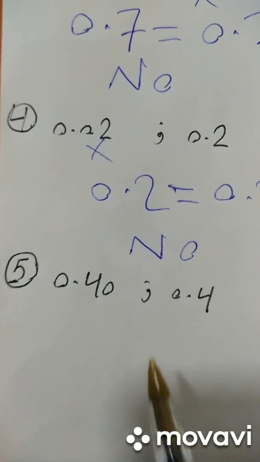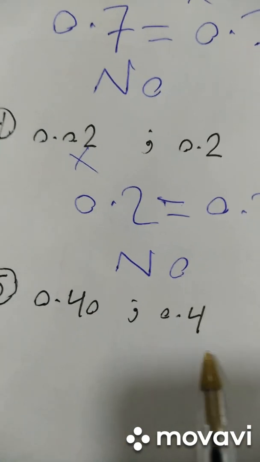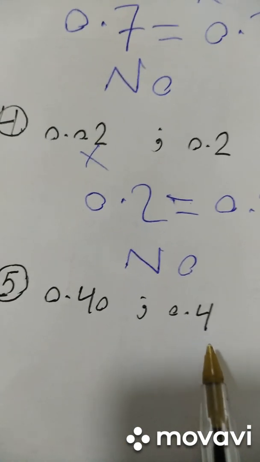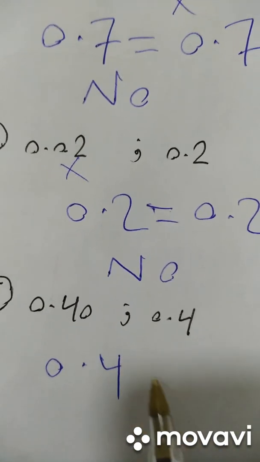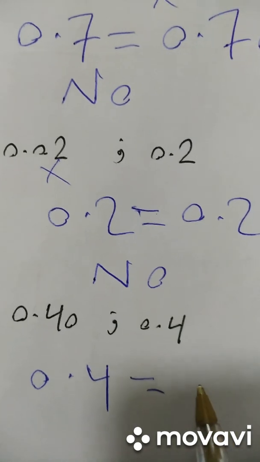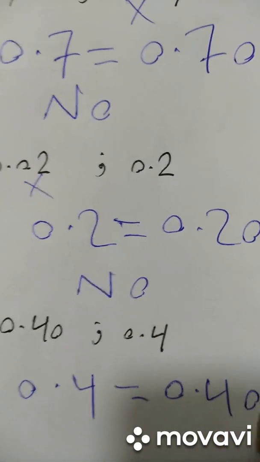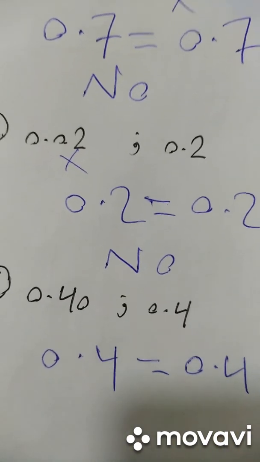Number 5, 40 hundredths and 4 tenths. Are they equivalent? We know that 4 tenths equals 40 hundredths. So yes, they are equivalent.